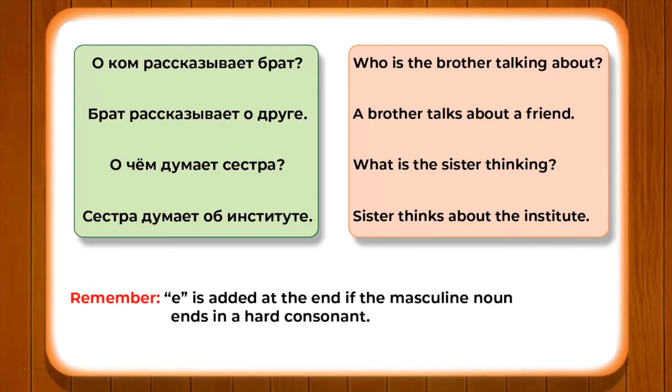So please remember, е is added at the end if the masculine noun ends in a hard consonant. So whenever a noun is ending in д or т, like in the case of друг and институт, we change them into друге and институте, and put о or об as per the rules of Russian grammar. All right, I hope the concept is absolutely clear to you all now. Now we shall discuss a few more such important concepts of Russian which we specifically use in the prepositional case.